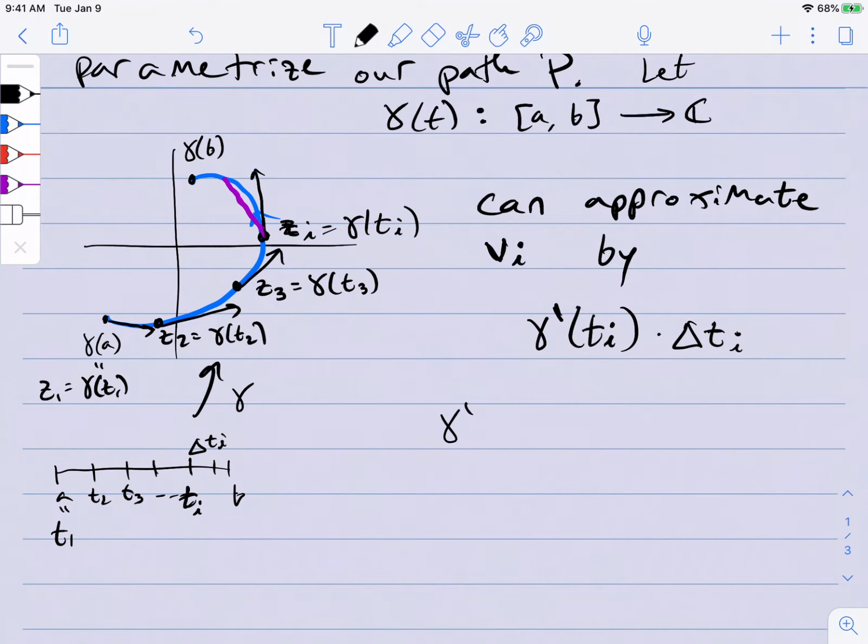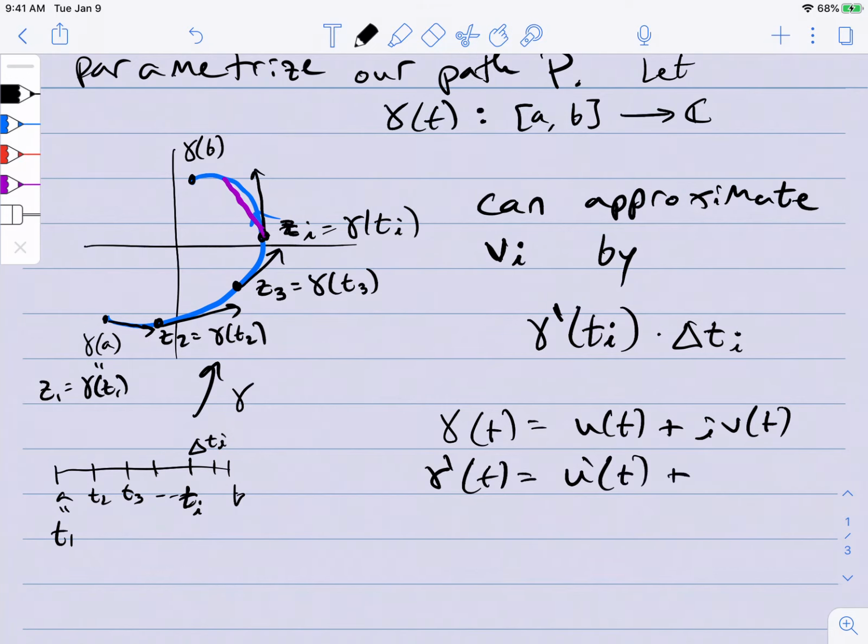Just to remind you, gamma is a function from the interval into c, so what do I mean by its derivative? I just mean, gamma has its real and imaginary parts, and I mean the derivative of both of them with respect to t. So if gamma of t is u of t plus i v of t, then gamma prime is just u prime of t, derivative with respect to t, plus i v prime of t.